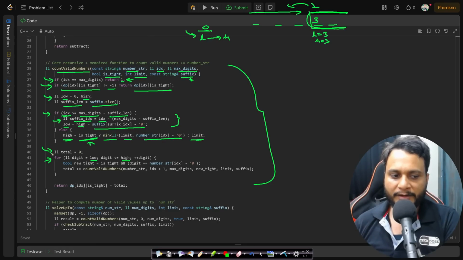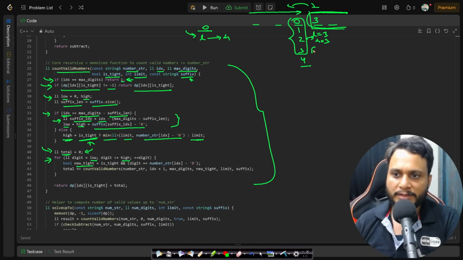After coming out, I will be calculating the total possibilities at a given node, and I will be trying all possible digits that I can place at a certain index, right? I will try it out using a for loop, and I will always be calculating what should be my new tight index, because if my limit is from, let's say, 0 to 4, and I place anything from 0 to 3, the next recursion call should always have the is tight value as false. So that is what I will be doing here using an AND operation.